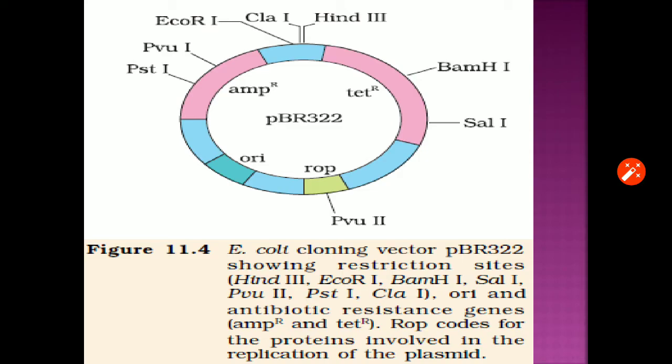Now about the ORI. ORI is origin of replication and ROP is for proteins for replication or proteins of replication.